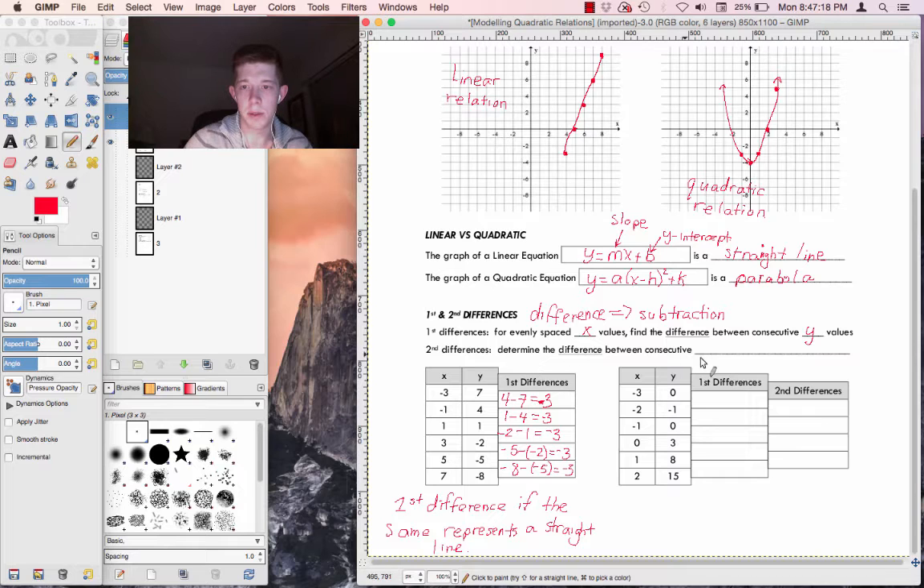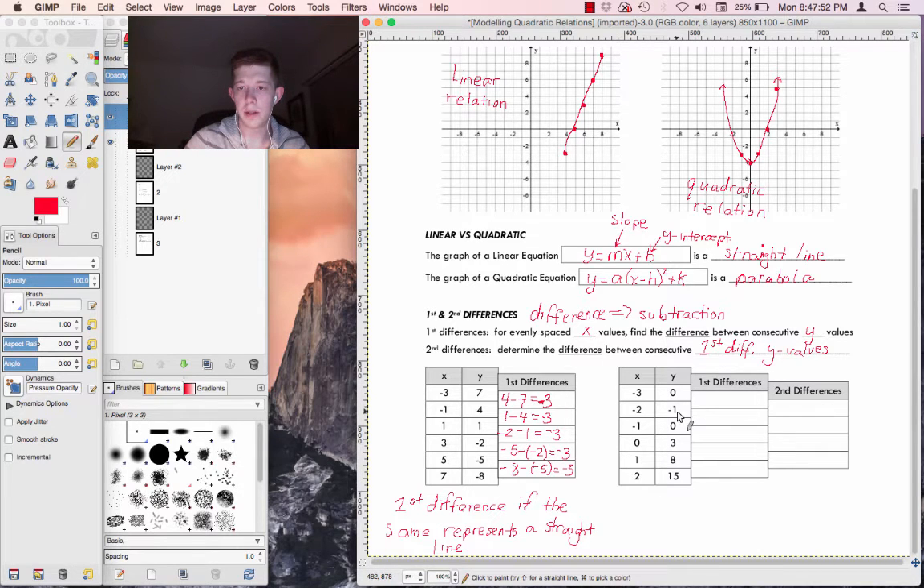So to determine the difference between consecutive y values, we're going to say first difference, and I'll write diff for difference. Okay, so I have to first find the first difference. Before we do that, let's make sure our x values are all the same. The difference between negative 3 and negative 2 is 1. From negative 2 to negative 1 is 1. From negative 1 to 0 is 1. 0 to 1 is 1. 1 to 2 is 1.